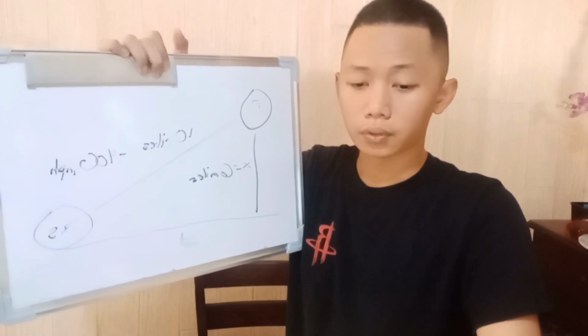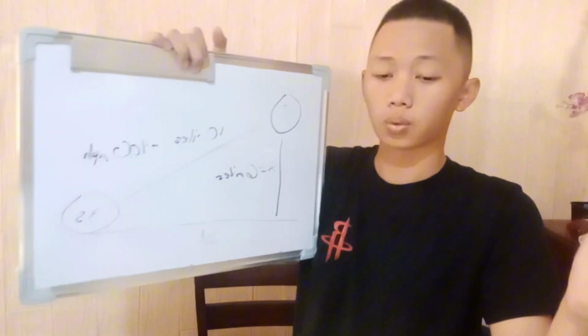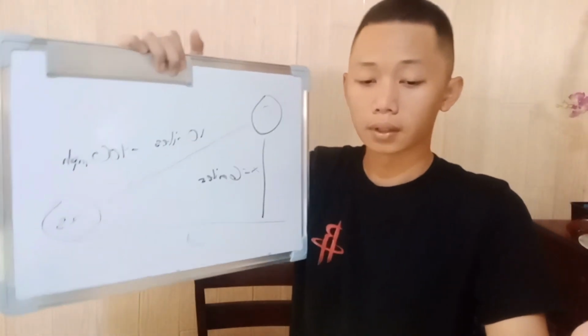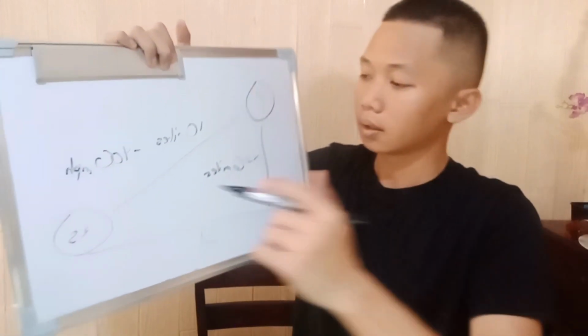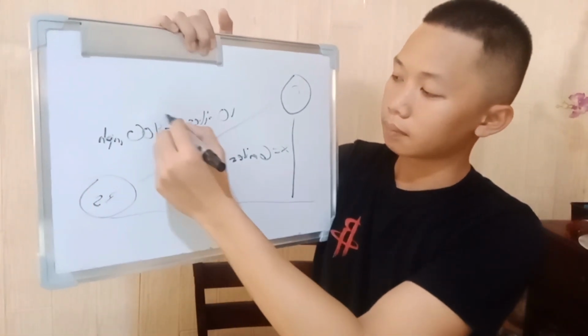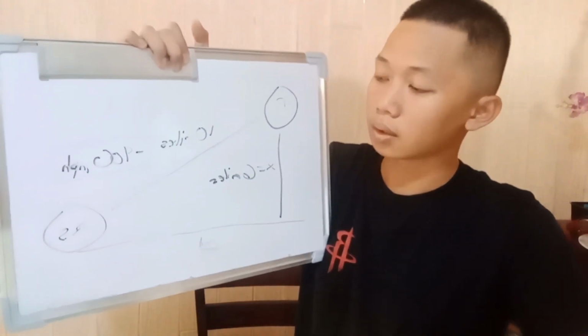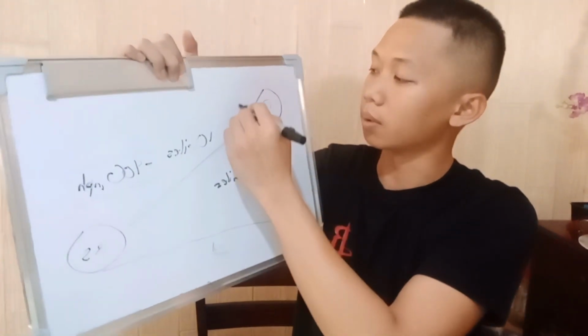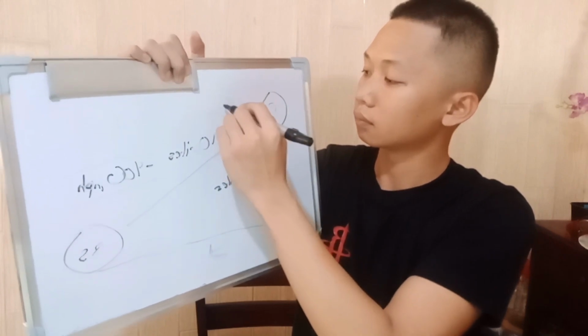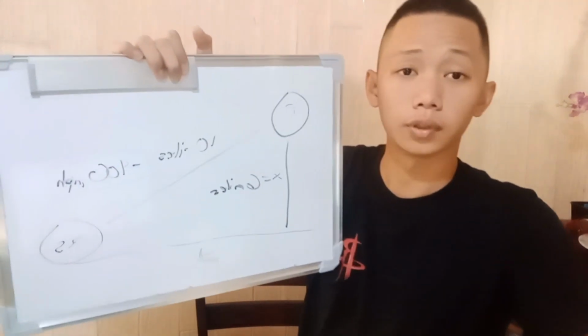Next, we have to determine which rates are given and which rate you need to find. We have a rate, which is this, and the rate that we need to find is the velocity of the plane. That is the velocity.